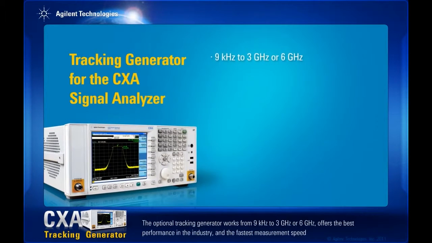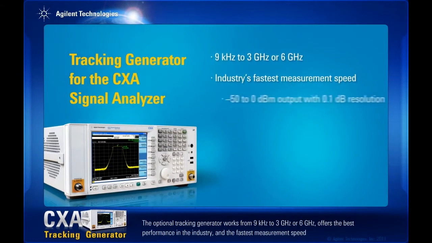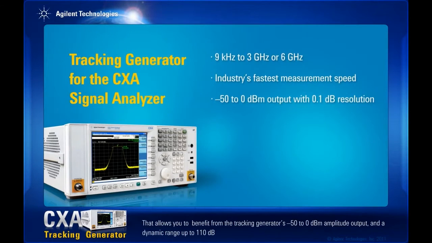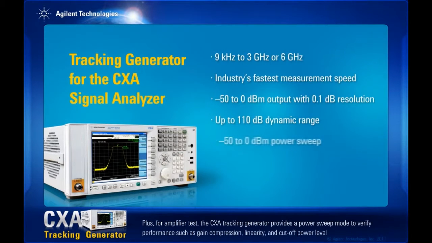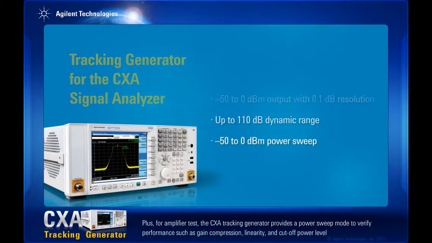The optional tracking generator works from 9 kHz to 3 GHz or 6 GHz, offers the best performance in the industry and the fastest measurement speed. That allows you to benefit from the tracking generator's -50 to 0 dBm amplitude output and a dynamic range up to 110 dB. Plus, for amplifier test, the CXA tracking generator provides a power sweep mode to verify performance, such as gain compression, linearity, and cutoff power level.